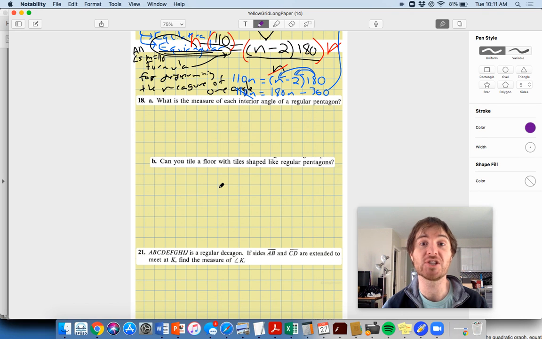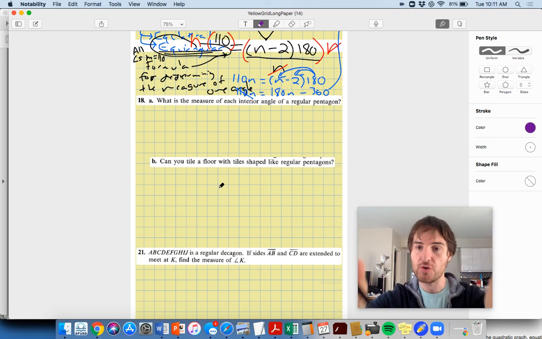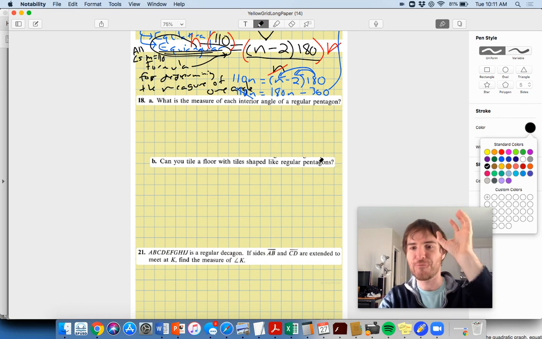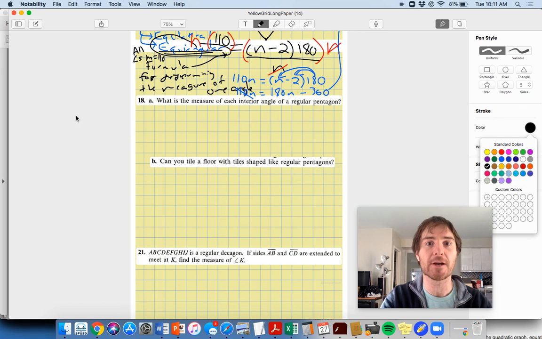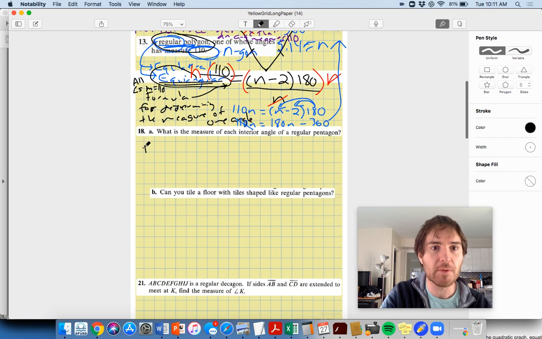18a, what is the measure of each interior angle of a regular pentagon? Fantastic. We can just use that formula that I just showed you on the last one. Let's do it here. All right, so each angle, this is what I was talking about earlier here. We got to get the formula. I'm going to recopy this whole thing that I just said here.